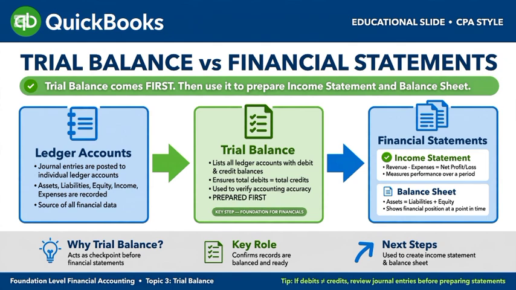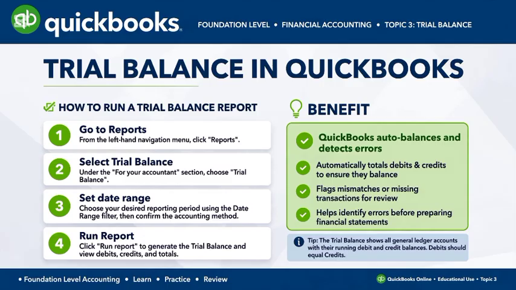Section 8. QuickBooks. For QuickBooks users, it's easier. Step 1. Go to Reports. Step 2. Select Trial Balance. Step 3. Set your date range. Step 4. Click Run Report. Benefit. QuickBooks totals everything and flags errors for you.